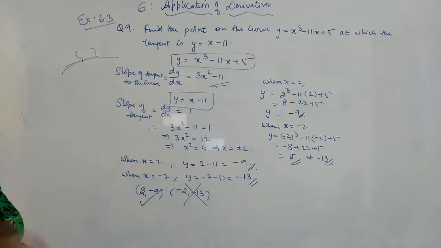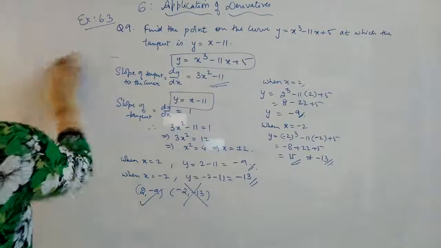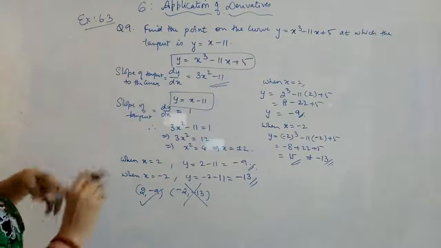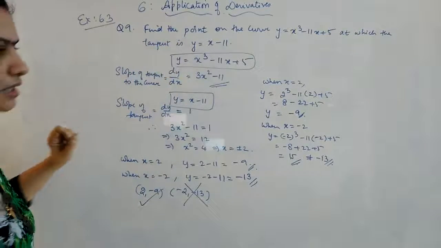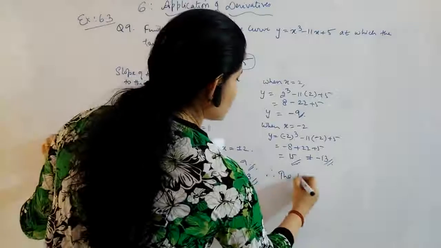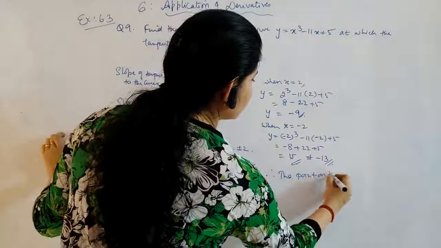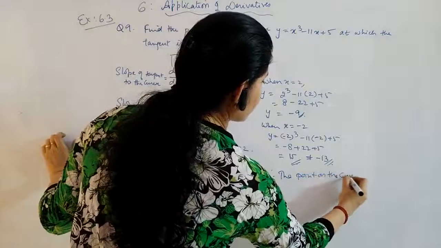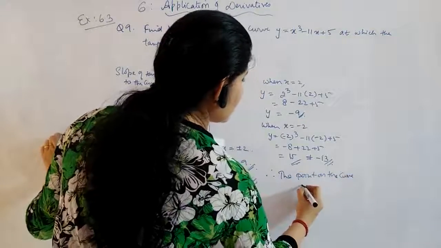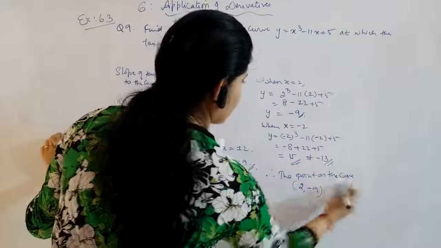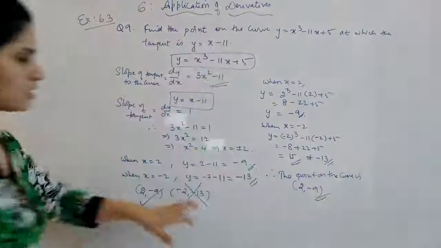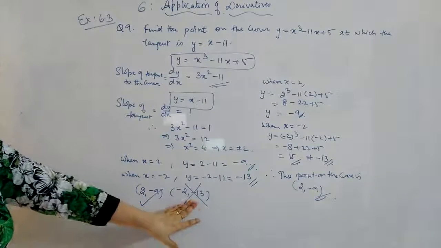Okay, therefore you have only one point, which is why the question is "find the point." Otherwise it would be "find the points," right? Therefore the point on the curve, you have only one thing, which is 2 comma minus 9. This is not satisfying the equation, therefore this is not a point. Okay.